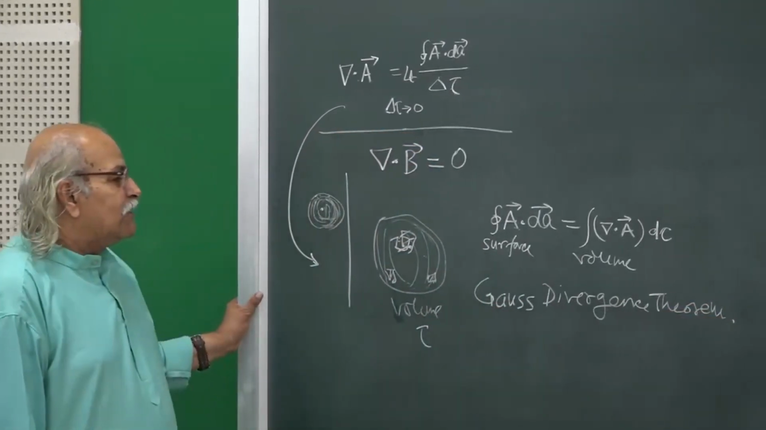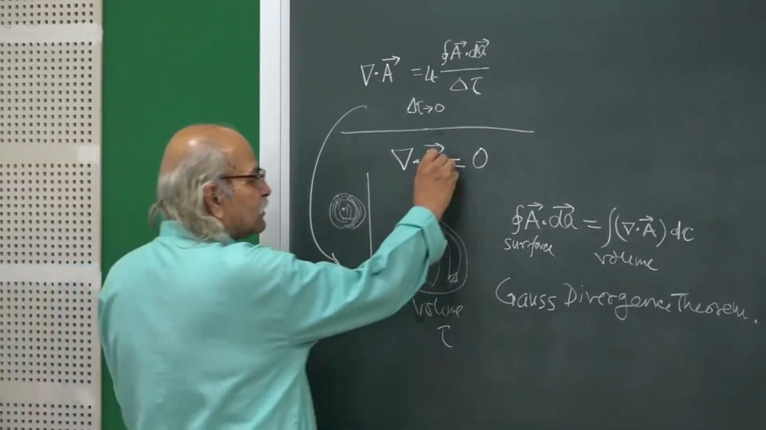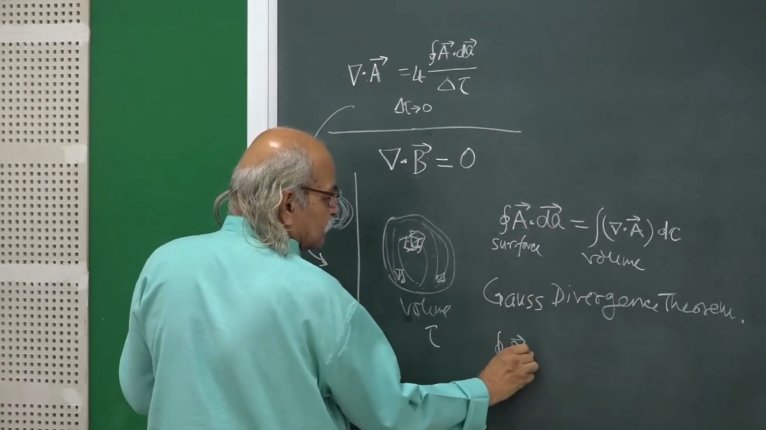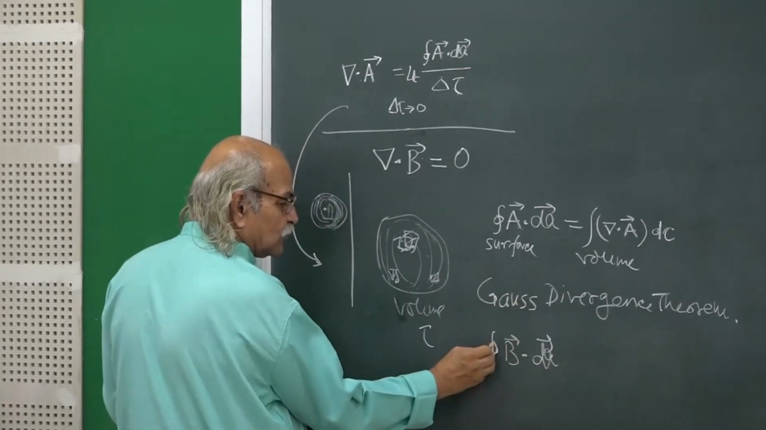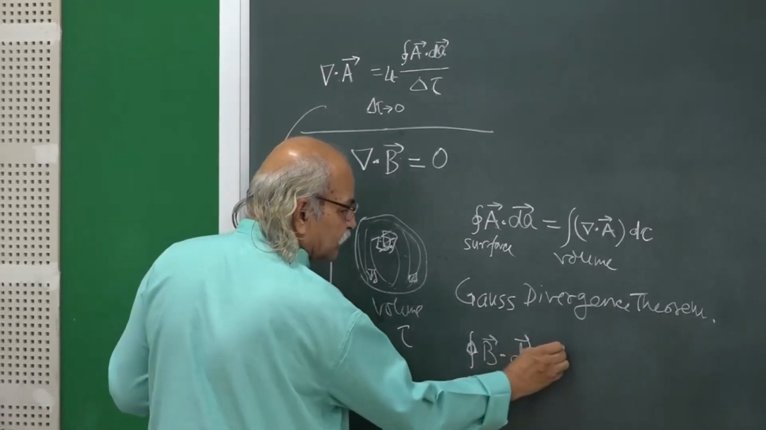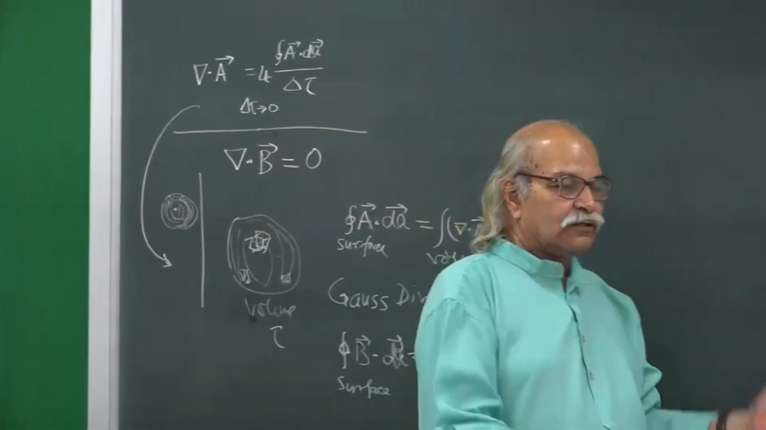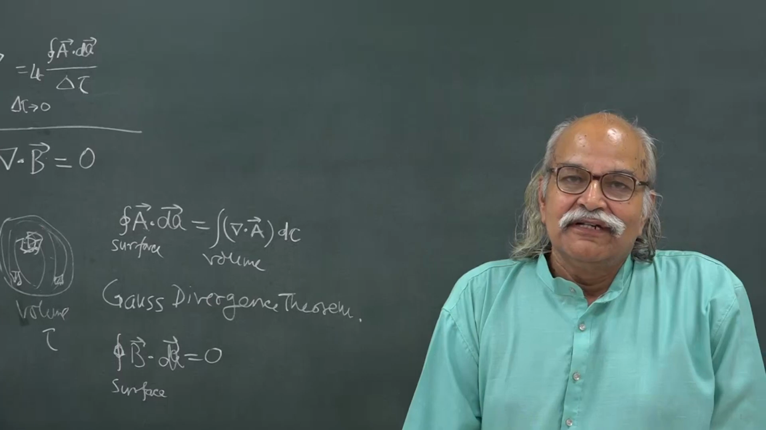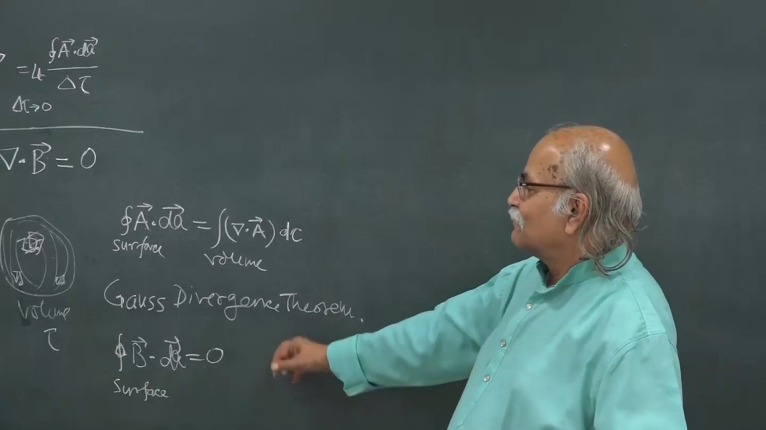Okay, for magnetic field, since divergence of B is always 0, the only thing that you can derive from here is that the surface integration of B dot dA on any closed surface must be 0. This is also known as the flux of the vector field across or through that closed surface. So, the flux of magnetic field through any closed surface is always 0. That information you can derive from this.